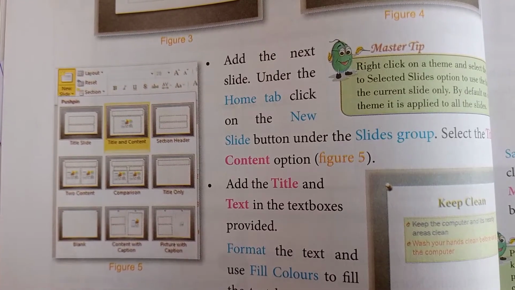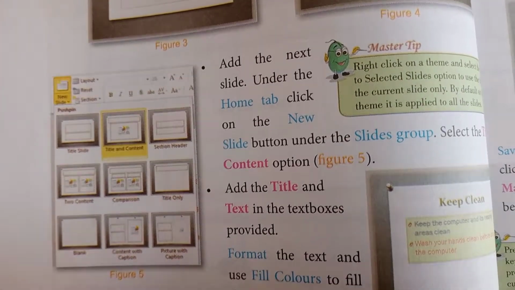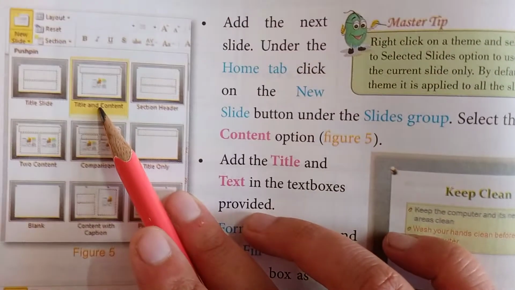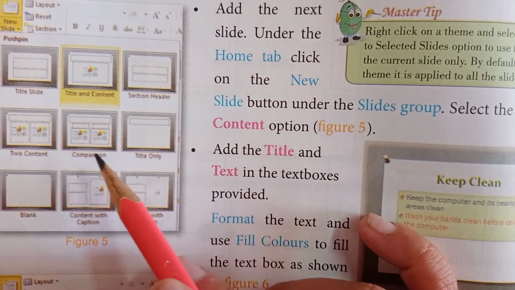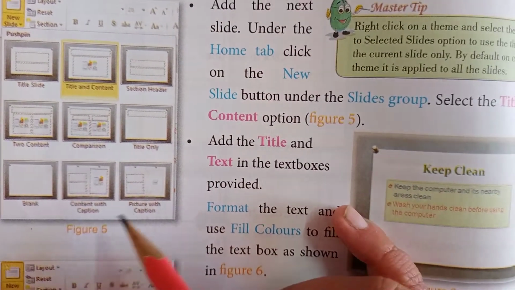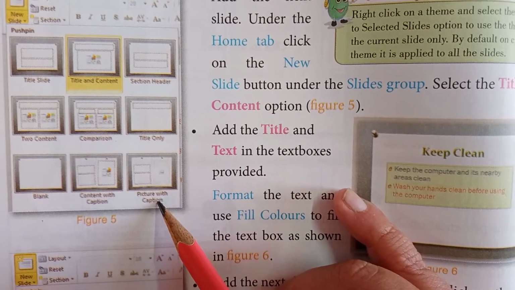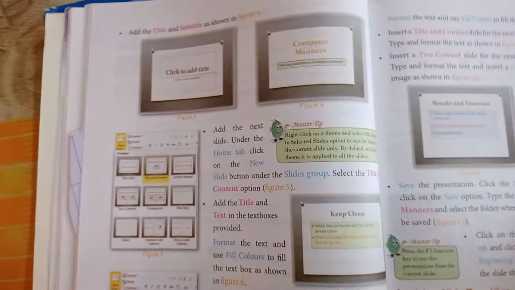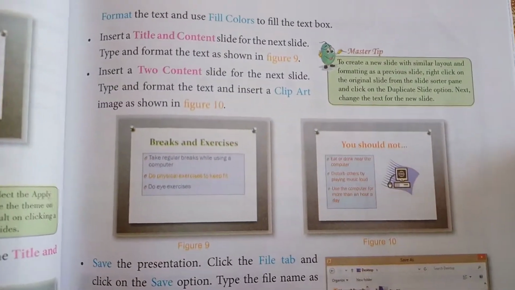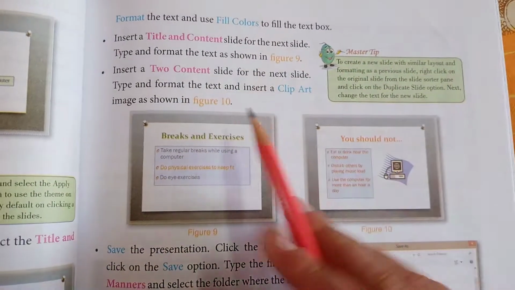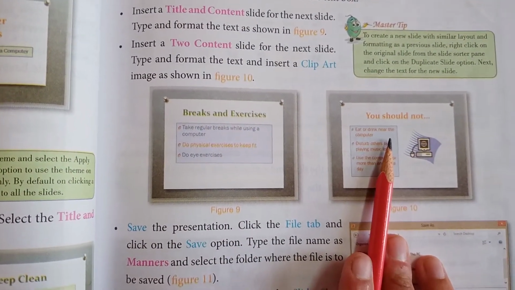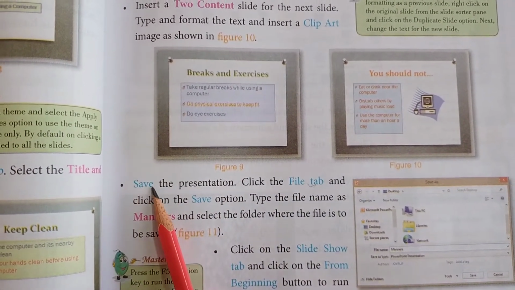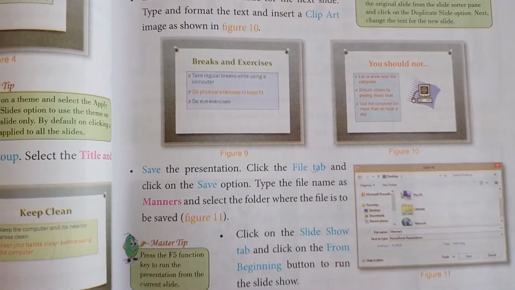There is one title slide in which only the title comes, then title and content, when you want to show both the title plus the content, the explanation also. Then section header is there, two content, comparison, title only, blank. So many different slide layouts are there. Select your own slide layout according to your content and then start working on it. Whatever layout you choose, it will look like this, and then do the needful working, and after that click on file tab. From file tab click on save option. Your presentation will get saved.